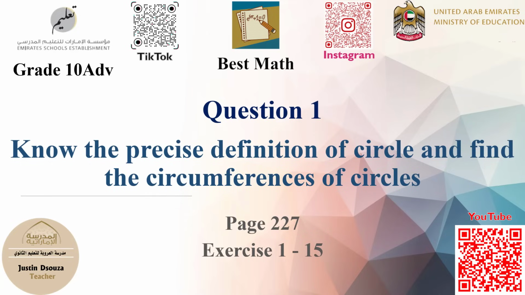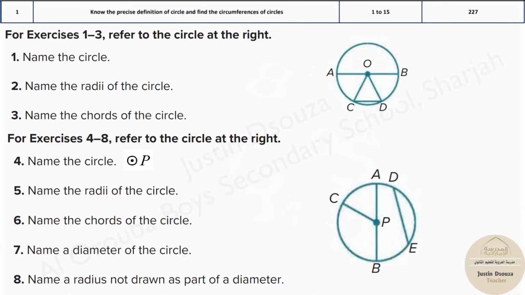Question 1 is to know the precise definitions of circles and to find the radius, diameter and circumference. Here we have been told to refer to the circle, and from question 4 to 8, the circle, and we need to tell a few basic details of them. What is the circle? Name of the circle, it's circle O. Radii are lines originating from the center to the end of the circle. So it is OC, OD, OA, OB.